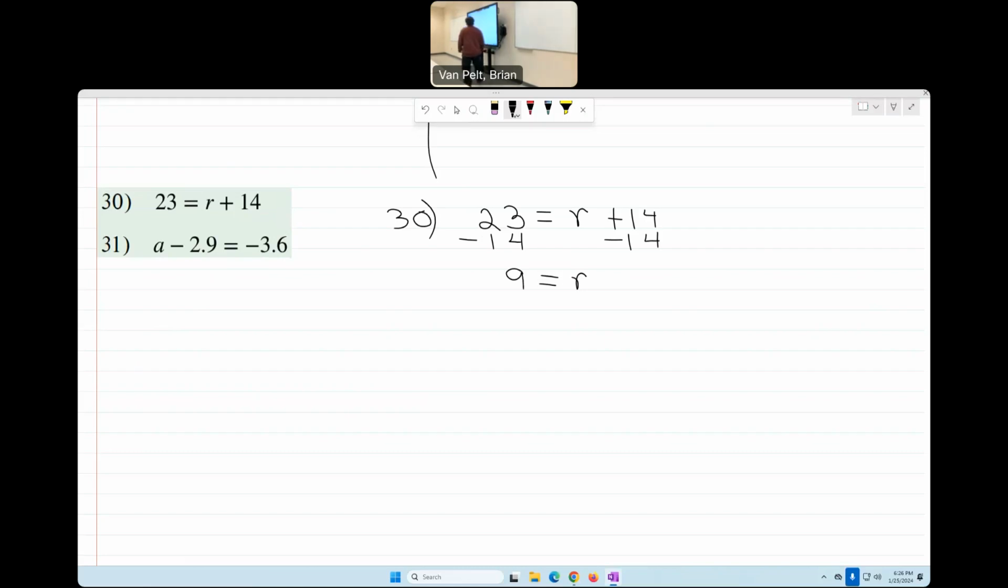That's all there is. It doesn't matter. If you must have your letter on the left side, and that's the only way you're going to operate, fine. I don't care.